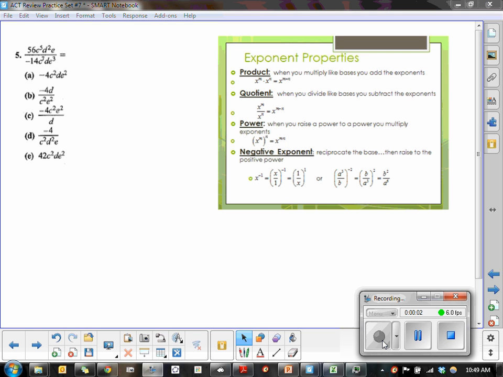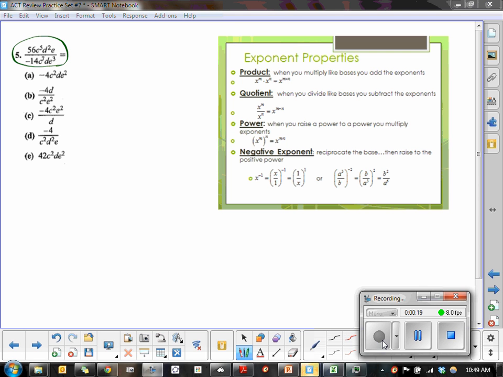Question 5 deals with your exponent properties and rules. I put all 4 properties up there: the product, quotient, power, and negative exponent. These are the 4 properties that you need to know about exponents, but we're going to simplify the expression that they give us in problem number 5.